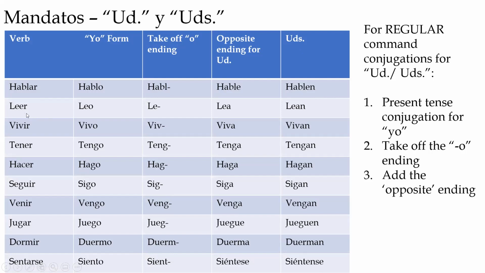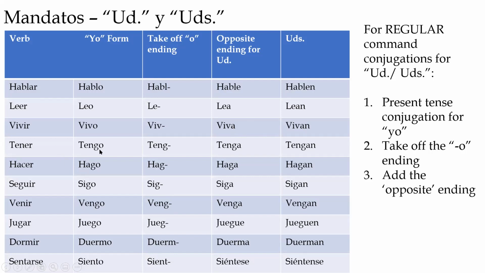For leer, this is an ER verb. We conjugate it to leo. We have le. And then for the opposite ending, since it's an ER verb, we add a to the end. So lea. And then lean for ustedes. Vivir. Okay. We have vivo. We take off o and we add a to make viva. And then vivan.